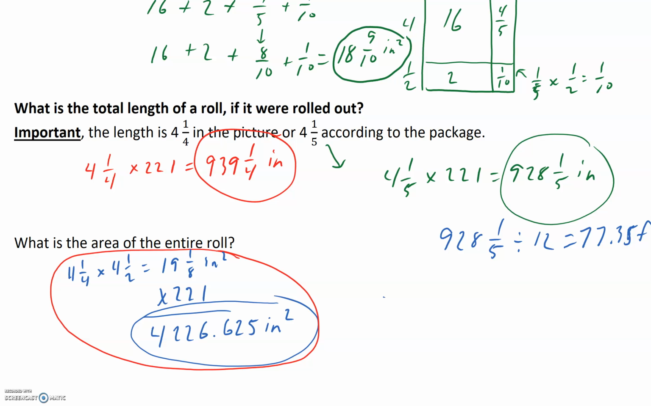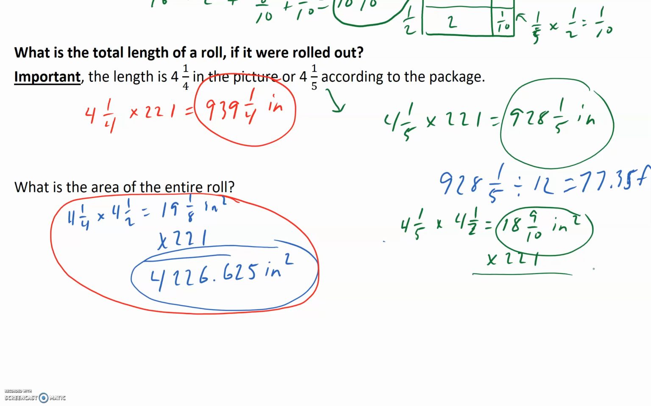In green, I'll do what the package says. So it was 4 1/5 times 4 1/2. Oops, I started my 2 early. And that was 18 9/10. 18.9, remember? That would convert to inches squared. So if I take that and I multiply that by 221, I'm gonna run out of space down here. When I multiply that, I get 4,176.9 inches squared. The whole thing, okay?